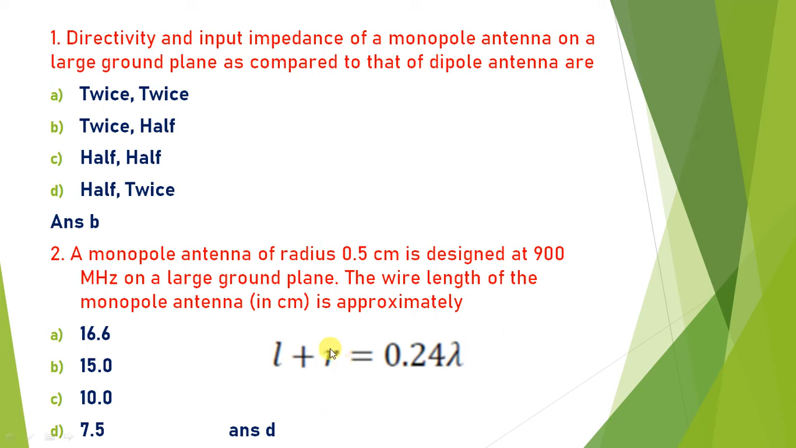Radius is given as 0.5 centimeter, and lambda we have to find. Lambda is equal to C divided by F, where F is given as 900 megahertz. So find out lambda, put the lambda value in this equation, put the radius R equal to 0.5 centimeter, and then find the value of L. If you solve, you will get the length equal to 7.5 centimeter. So the answer is D.